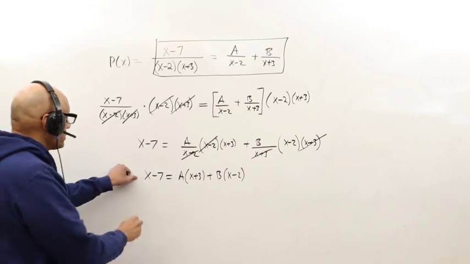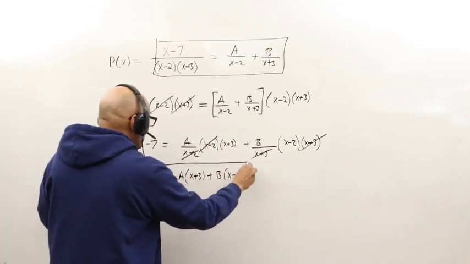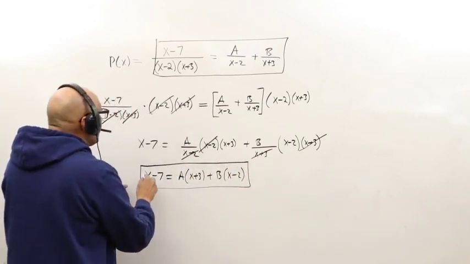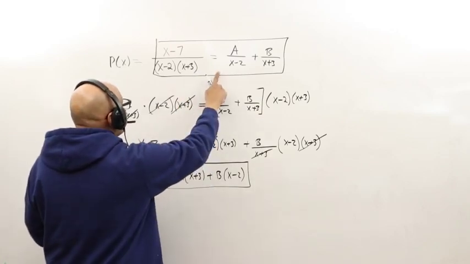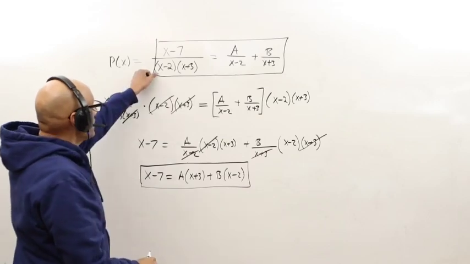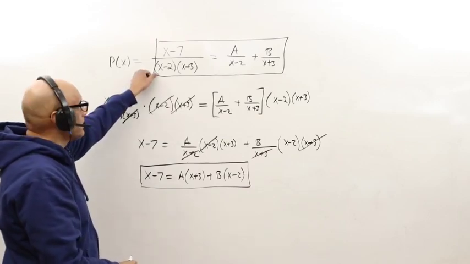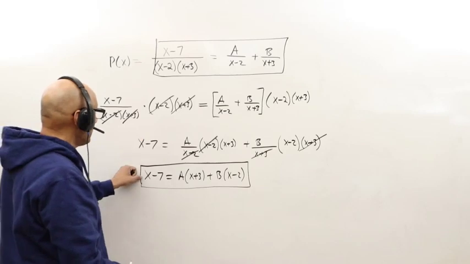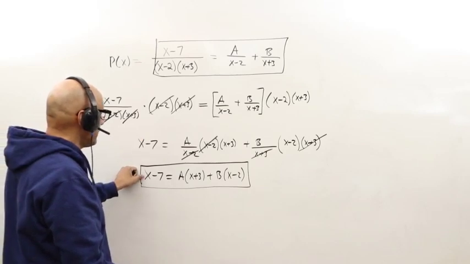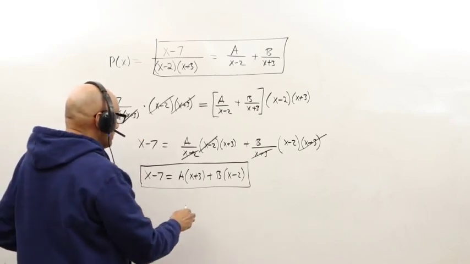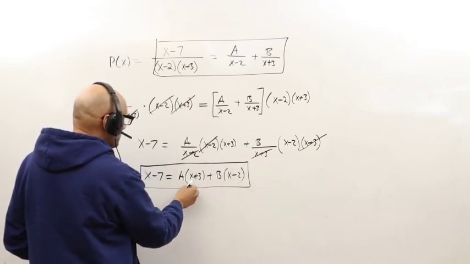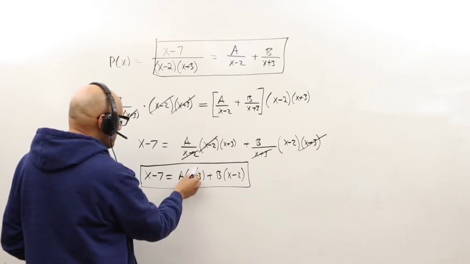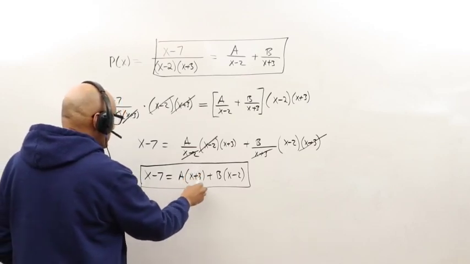So this equation is not equivalent to the original equation. The reason is that in the original equation, x cannot be equal to 2 and x cannot be equal to negative 3. But here, x can be equal to 2 and x can be equal to negative 3. When x is equal to 2, this whole term becomes 0. When x equals negative 3, this whole term becomes 0. So it's very easy to evaluate for the values a and b.